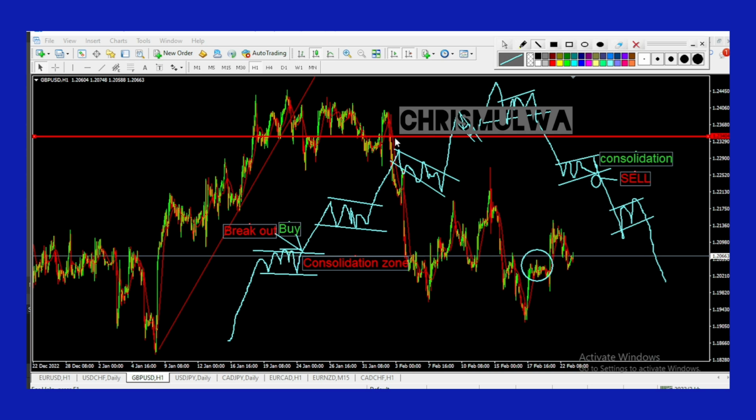The theory behind the breakout strategy is that the market consolidates, then breaks out, consolidates, breaks out, corrects, breaks out, corrects, breaks out, consolidates, breaks out.